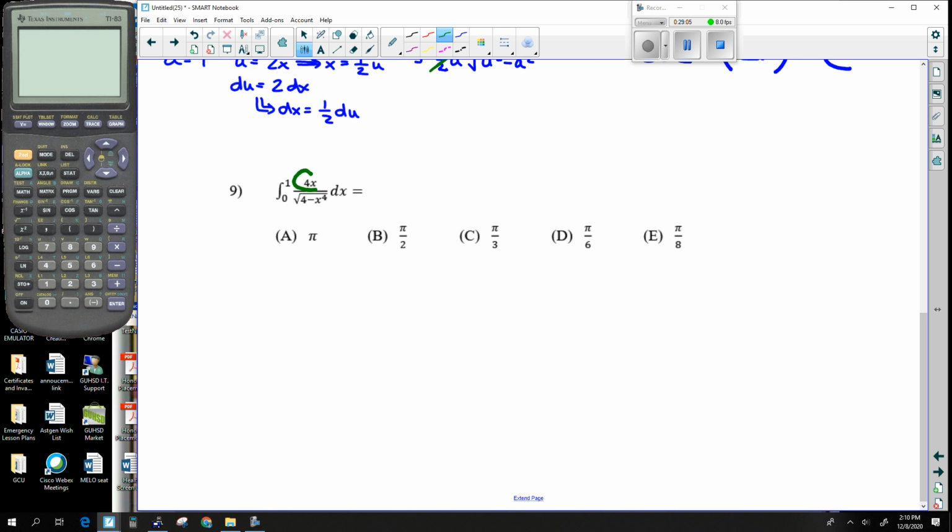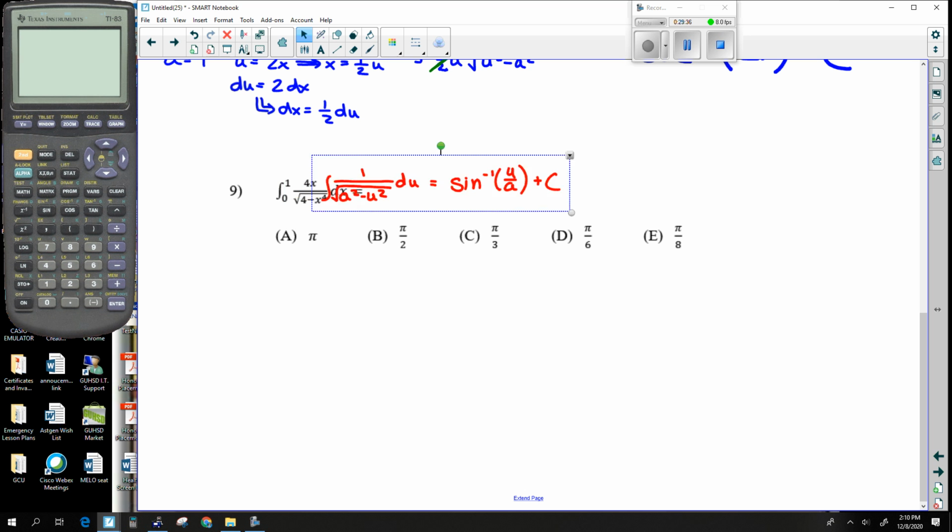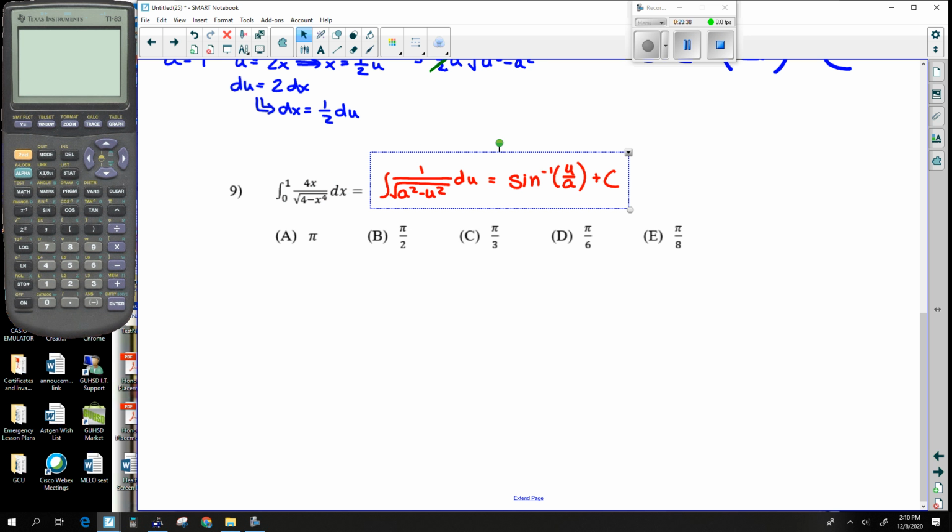All right, be conscientious of this 4x. Hopefully part of that gets eliminated, which I'm pretty sure it will, but let's just take a look. So I see this as the integral of a squared minus u squared du. And if that's correct, this is going to be the inverse sine of u over a plus c. Again, not a plus c because this is a definite integral, but all right, let's go ahead and see what we have here.